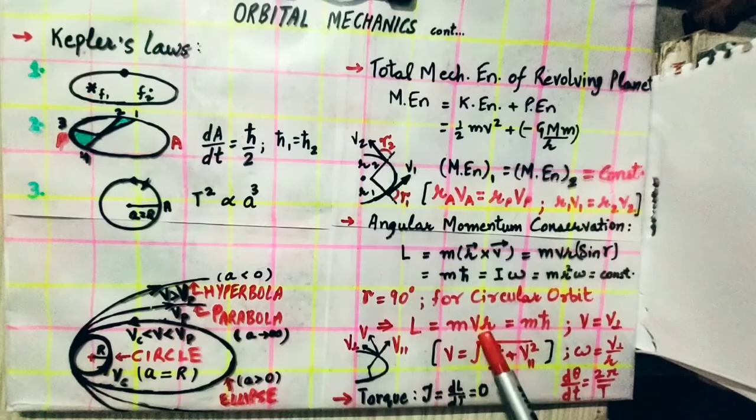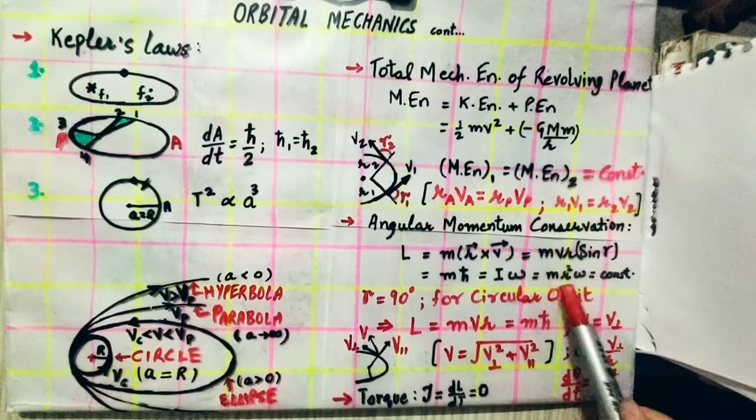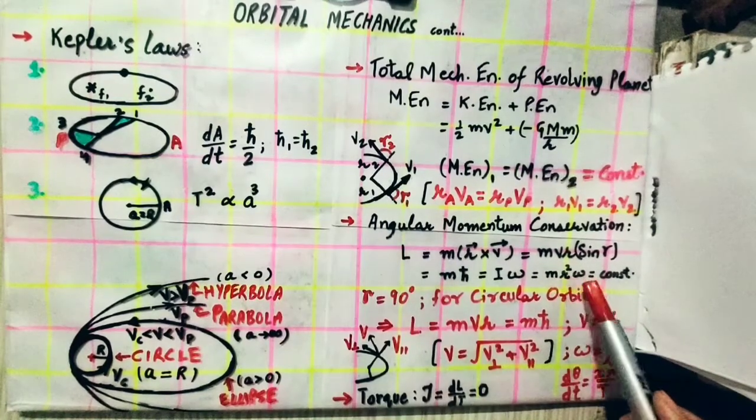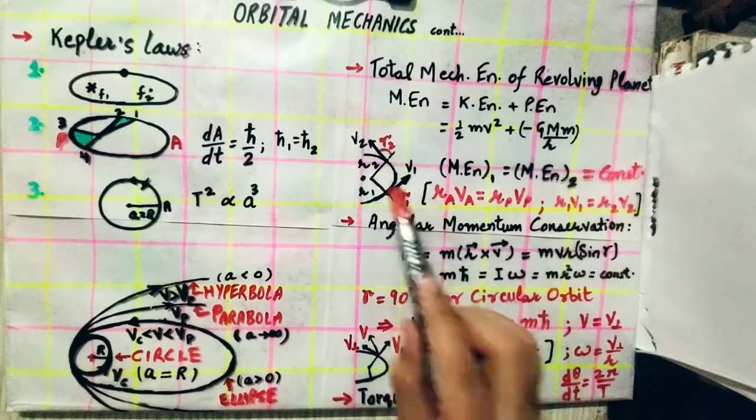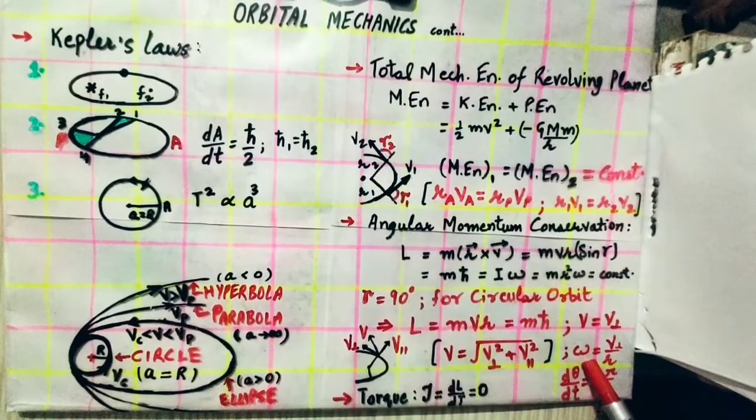And in mvr, if we replace v by v perpendicular, and in terms of omega we substitute this, it becomes mr square omega, and mr square is equal to I. So L equals I omega, which is also constant. So between any 2 points, I1 omega1 equals I2 omega2, where omega is the angular velocity, which is the rate of change of angle with time. d theta by dt equals 2 pi by T, or 2 pi n, where n is frequency, or 2 pi f you can also say.